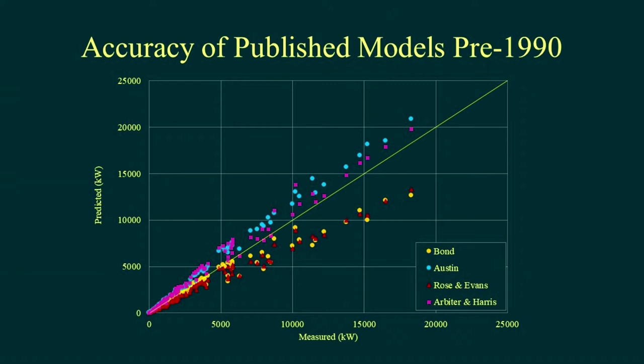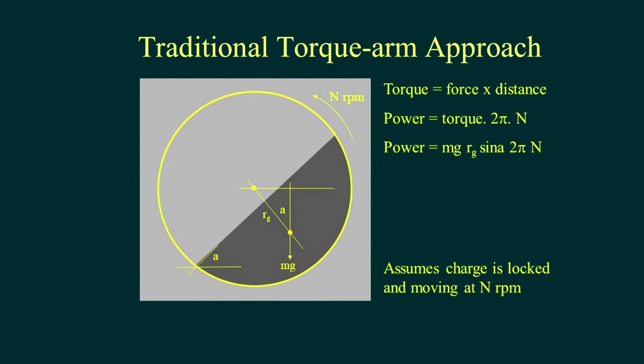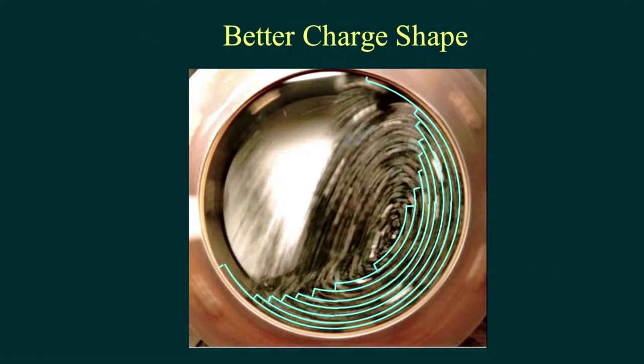So it was my job as a PhD student to try and develop something so that all the points were on that line and there was a lot less scatter. And that's what I set out to do. One of the first things I was interested in doing was to see whether the charge actually looked like that. So I built myself a glass mill and I put some rocks in because I was interested in rocks. I put some lifters in and I started taking lots and lots of photographs.